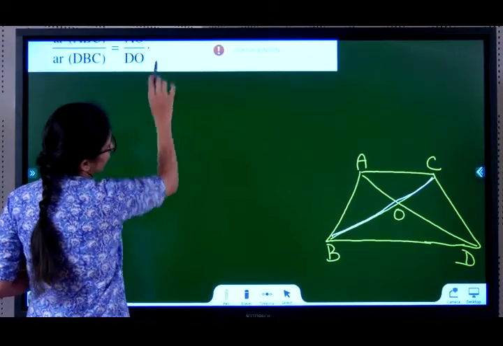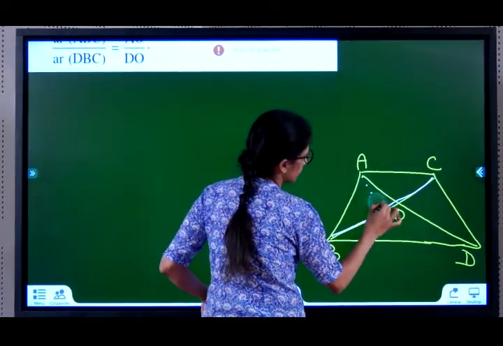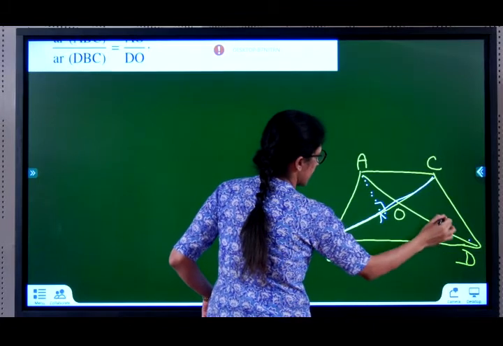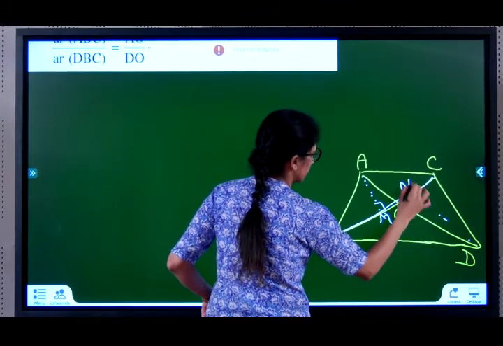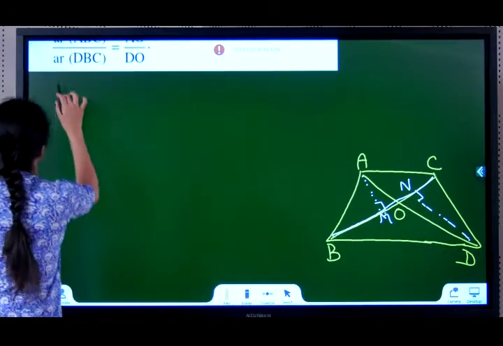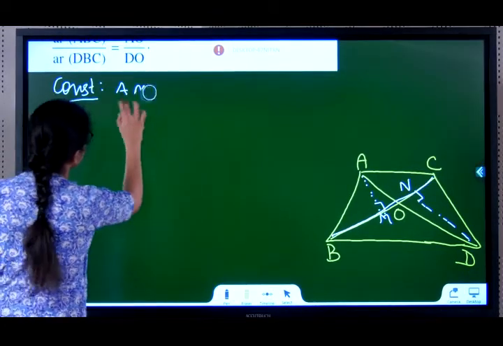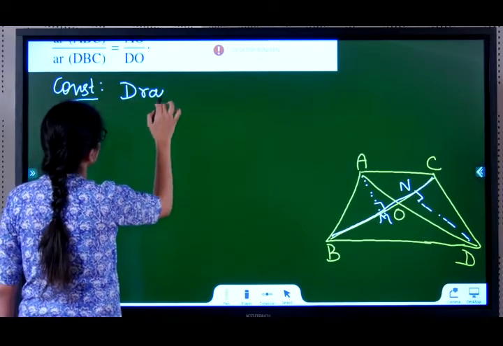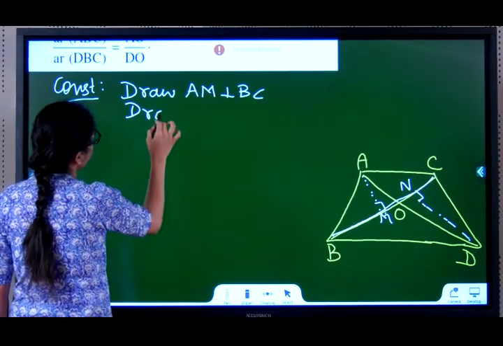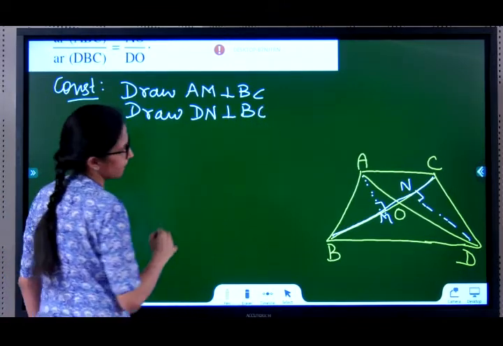Okay. So now we are going to do one small construction in this question. Construct AM perpendicular to BC and DN perpendicular to BC. So draw AM perpendicular to BC and then draw DN perpendicular to BC.